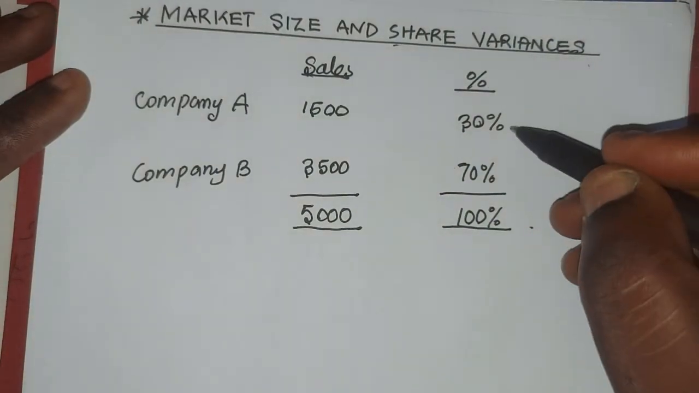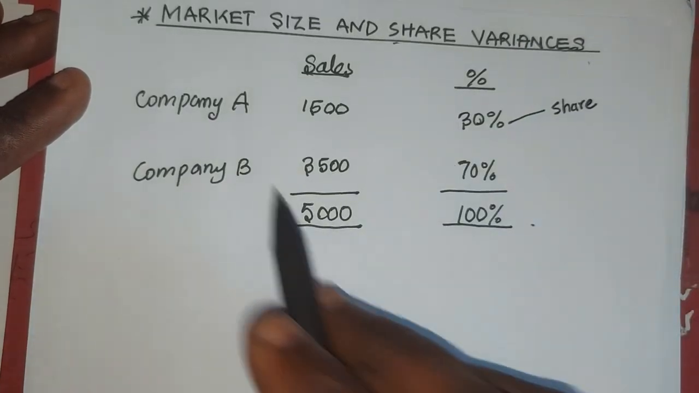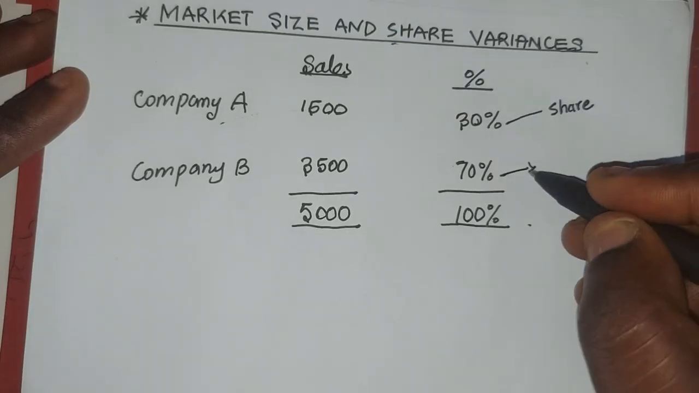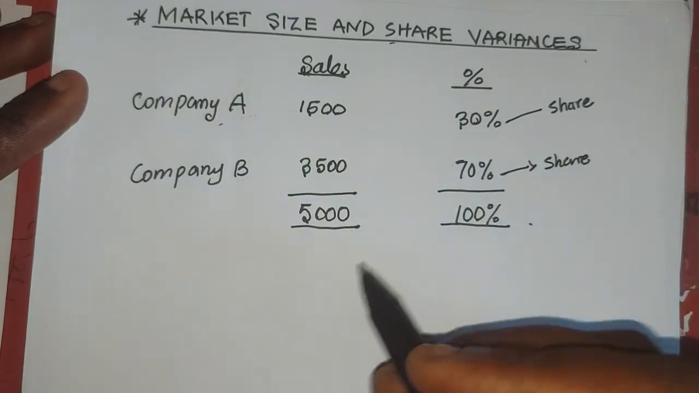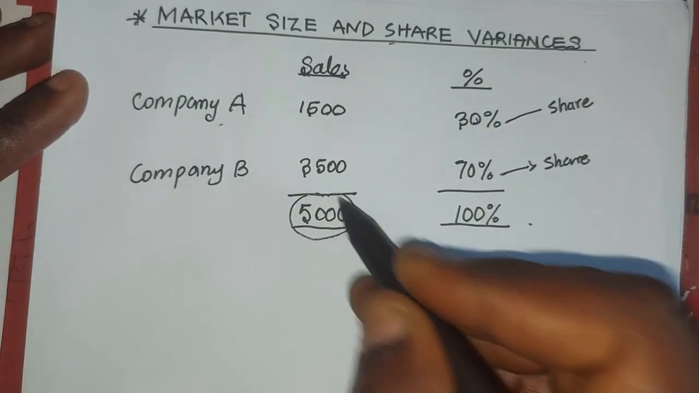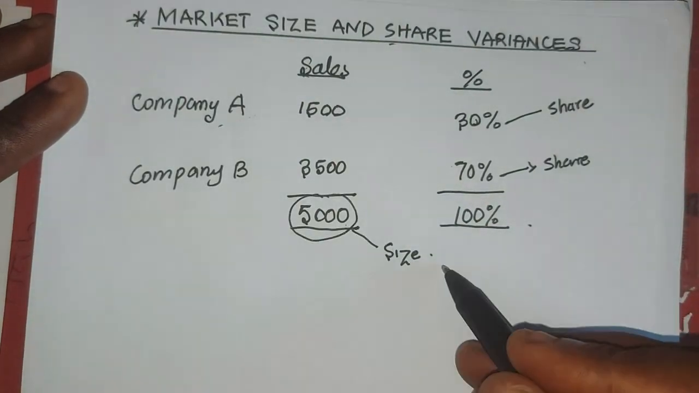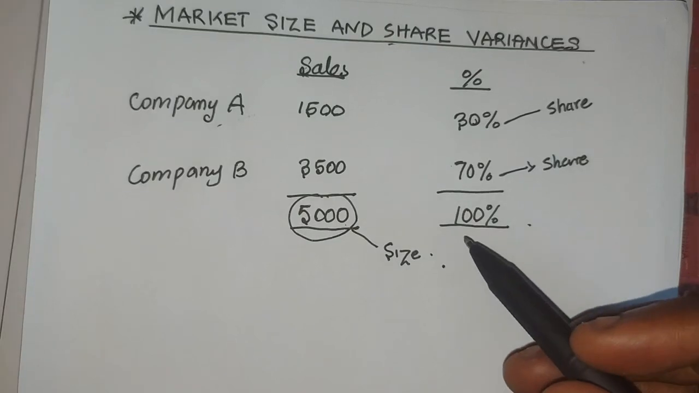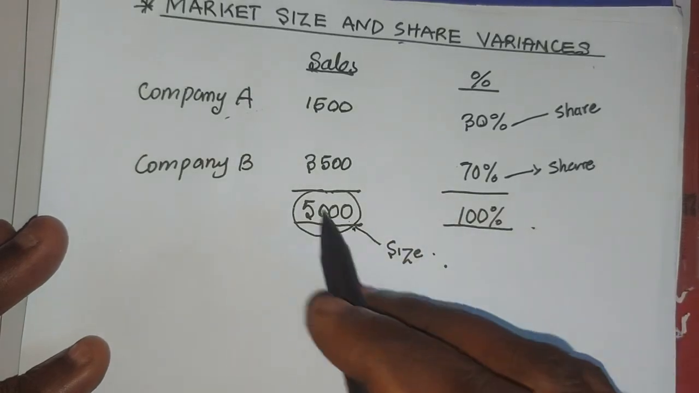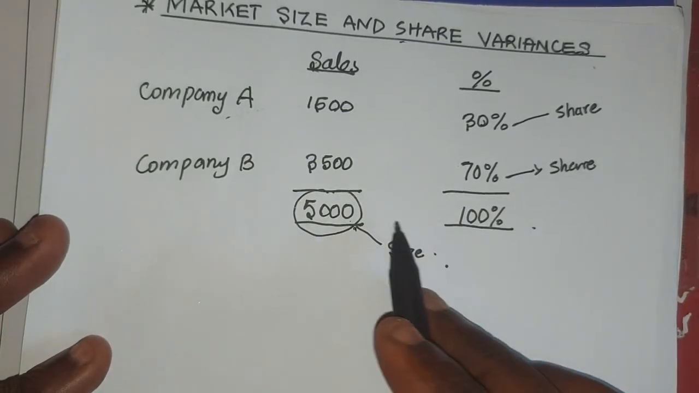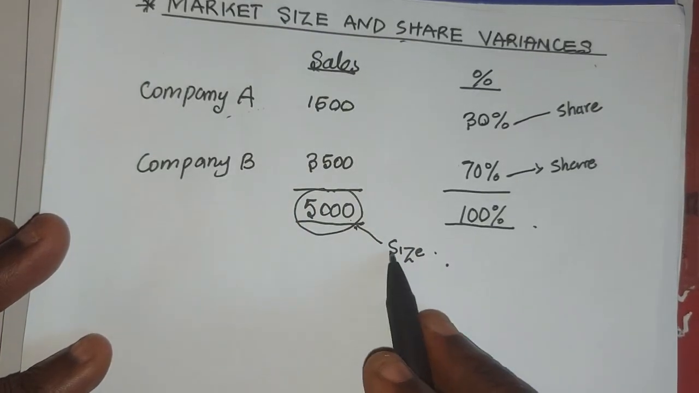Now, this 30% is called the market share of Company A. Then this is called the market share of Company B. Now, this is called the market size. So, what is market share? Market size, let's start with market size. Market size is nothing but the total sales of a single market.